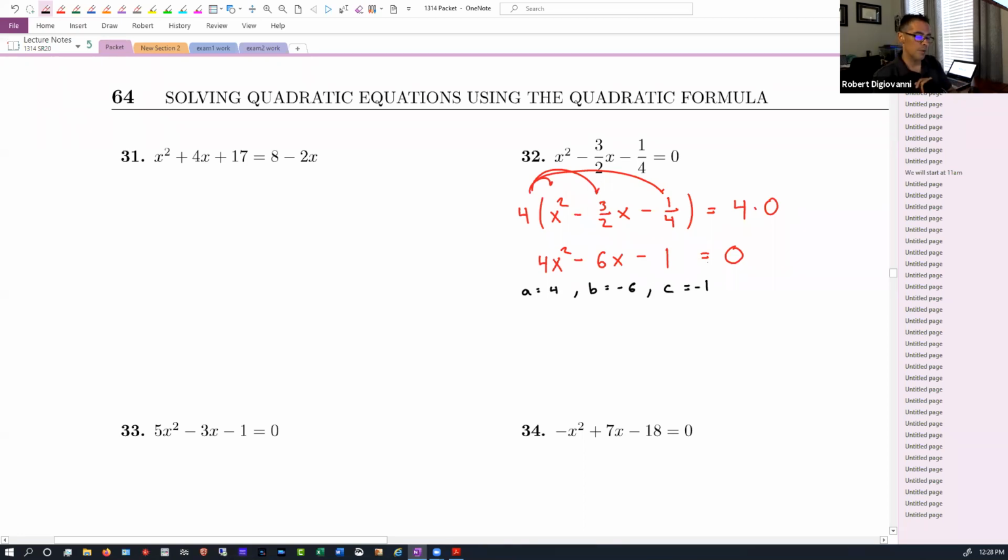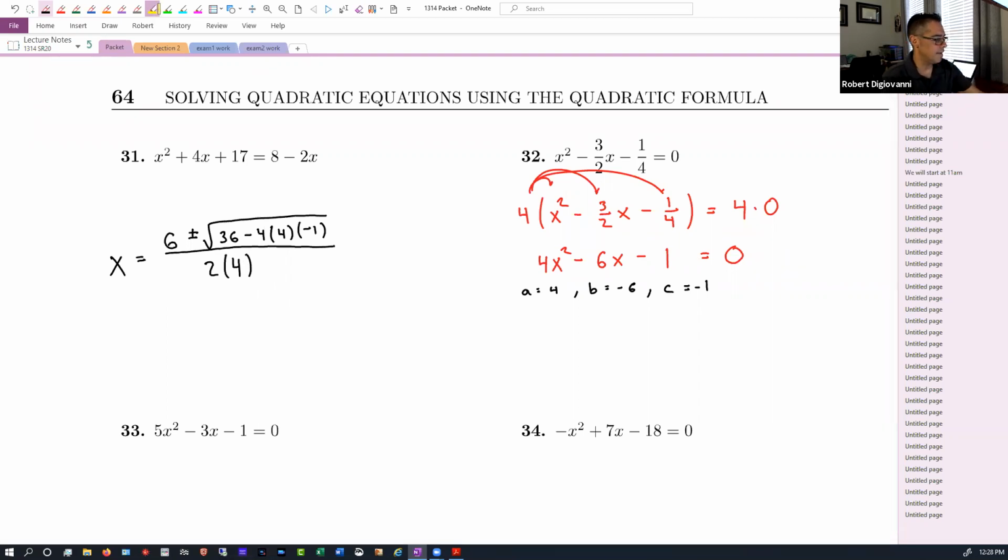I'm going to work through this one. My two solutions will be -b, which for me is +6, the opposite of -6, plus or minus the square root. Now I'm going to square -6, so that's 36, minus 4 times A, which is 4, times C, which is -1. All of that over 2 times A, and A is 4, so 2 times 4.